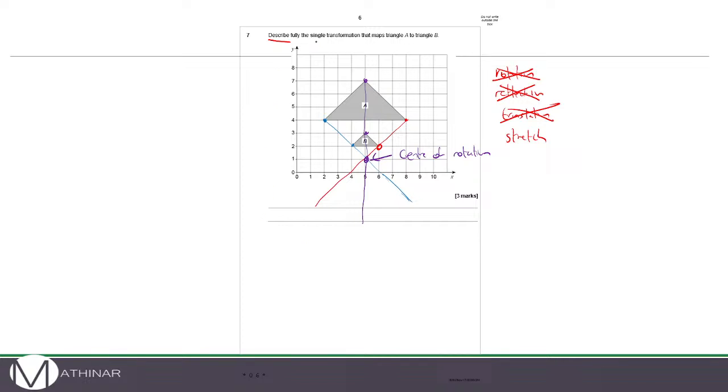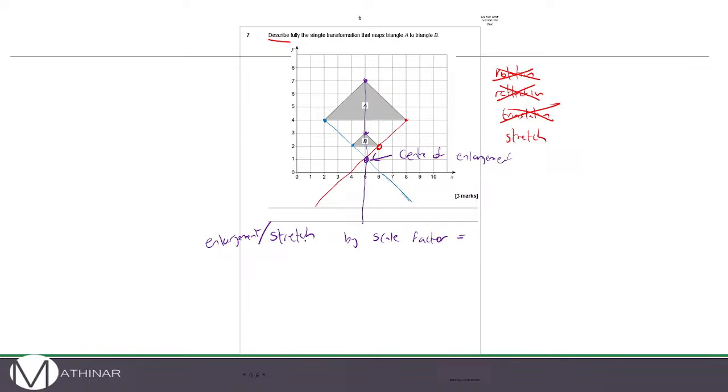Okay, so describe fully the single transformation. The first thing we need to say is the word stretch. By saying the word stretch, you will automatically get 1 mark. By a scale factor equal to something, which we'll fill in a second. So I said center of rotation, I mean center of enlargement. Okay, so you can say enlargement or stretch.